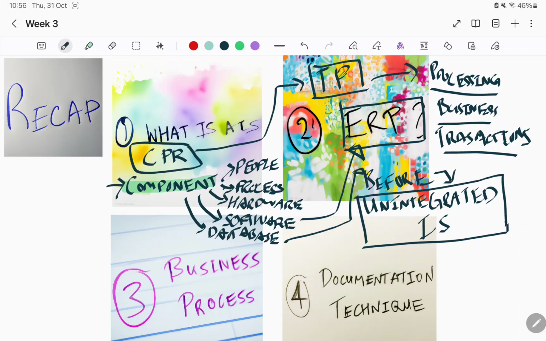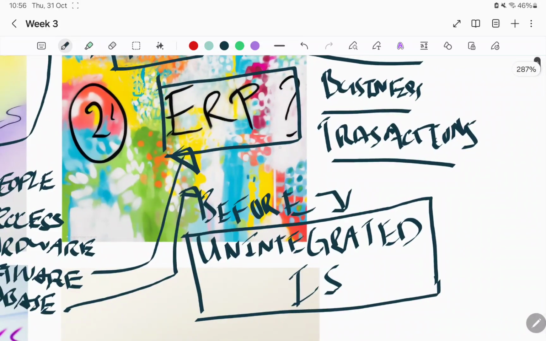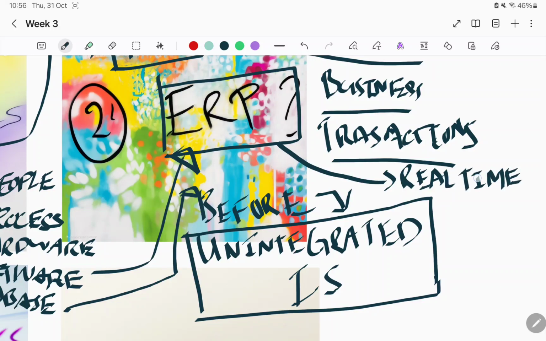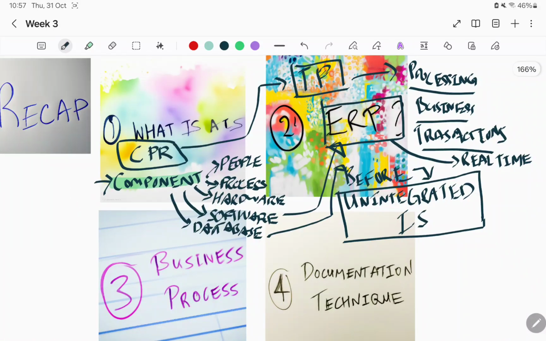There's a point to highlight there. The benefit of ERP is that it is integrated. It allows faster, real-time information processing. It means that anything that is entered into the system will be reflected at that time. It's real time. Real time, it is more up to date.